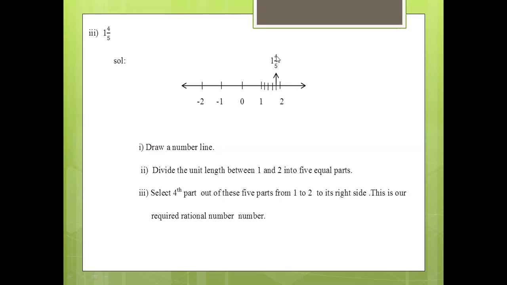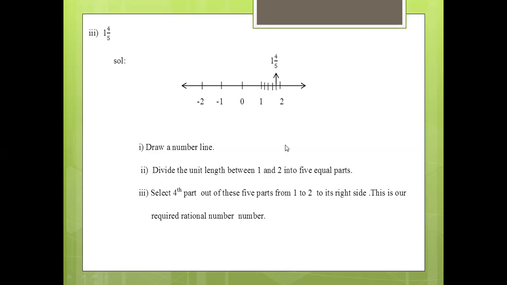So 4 is the required position. Why? Because the numerator is 4. So we select the fourth one. So this is our required rational number. I hope you understand how to draw the number line. Again, I'm going to summarize it.